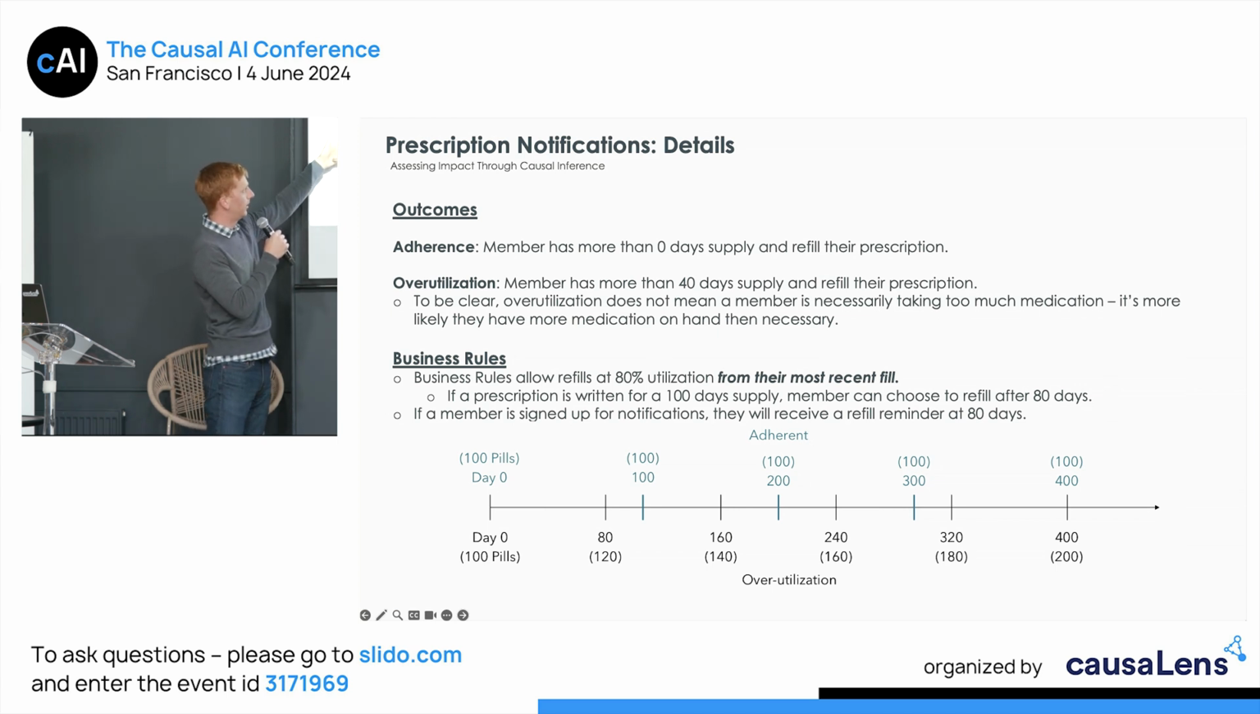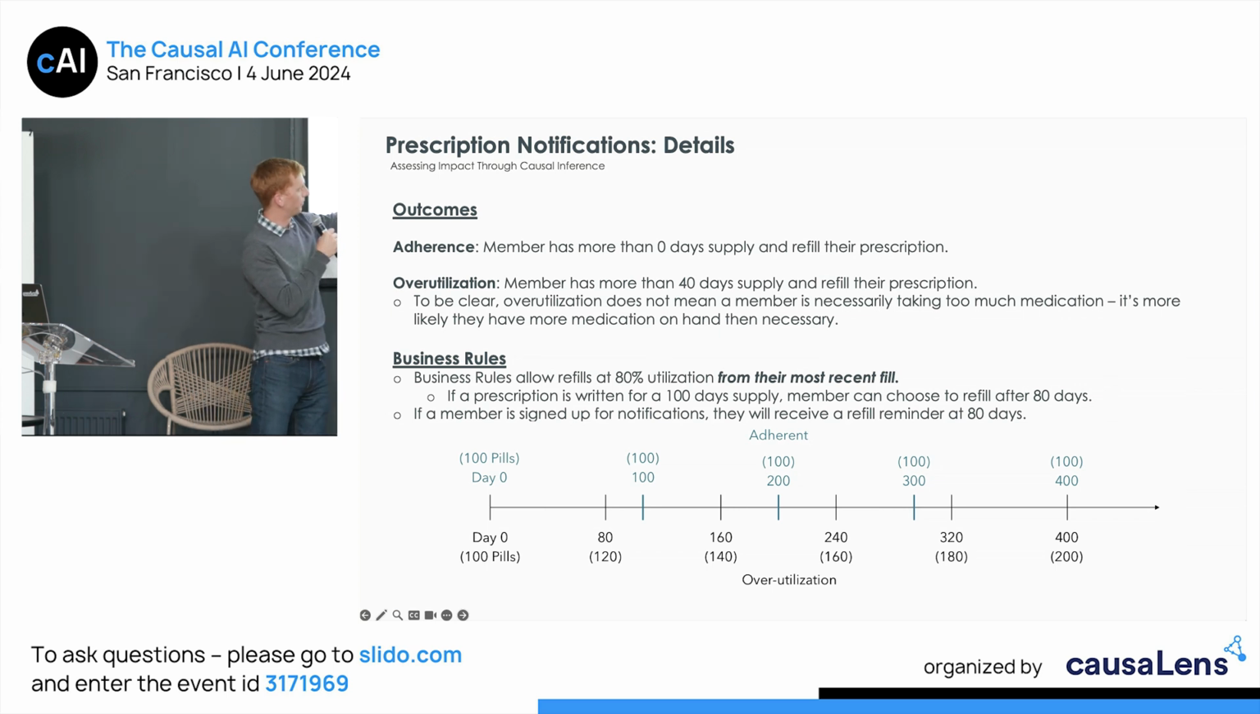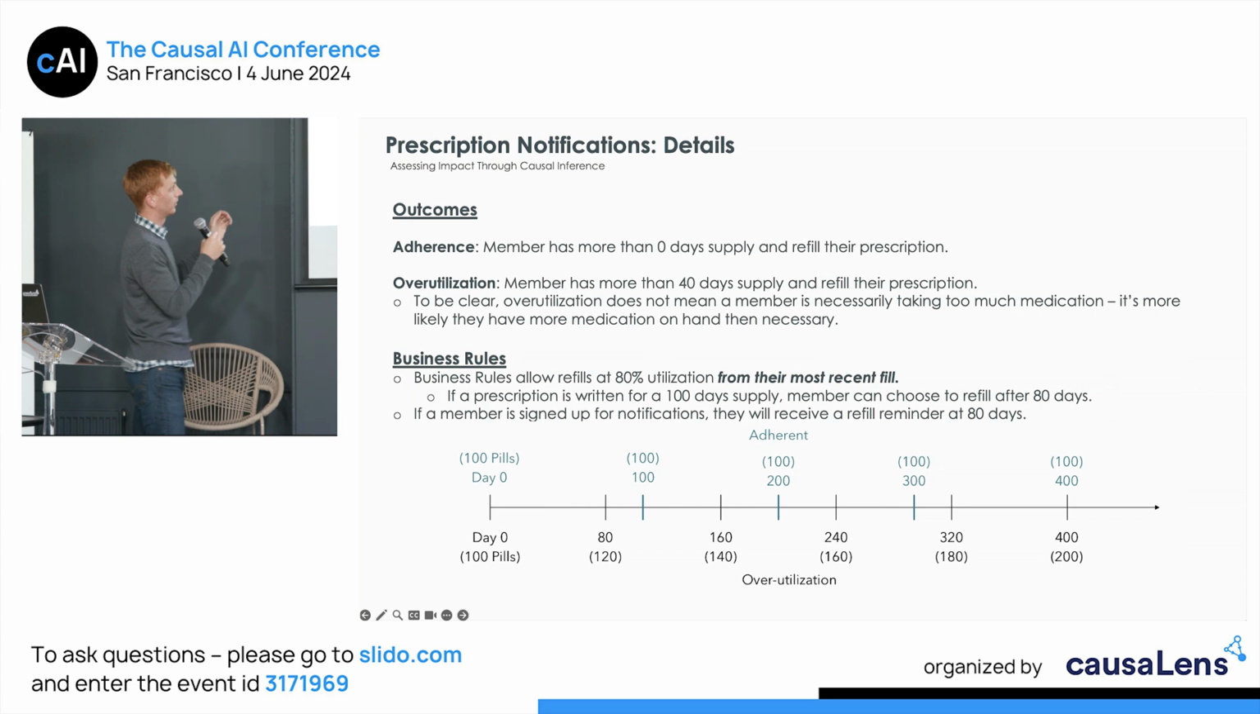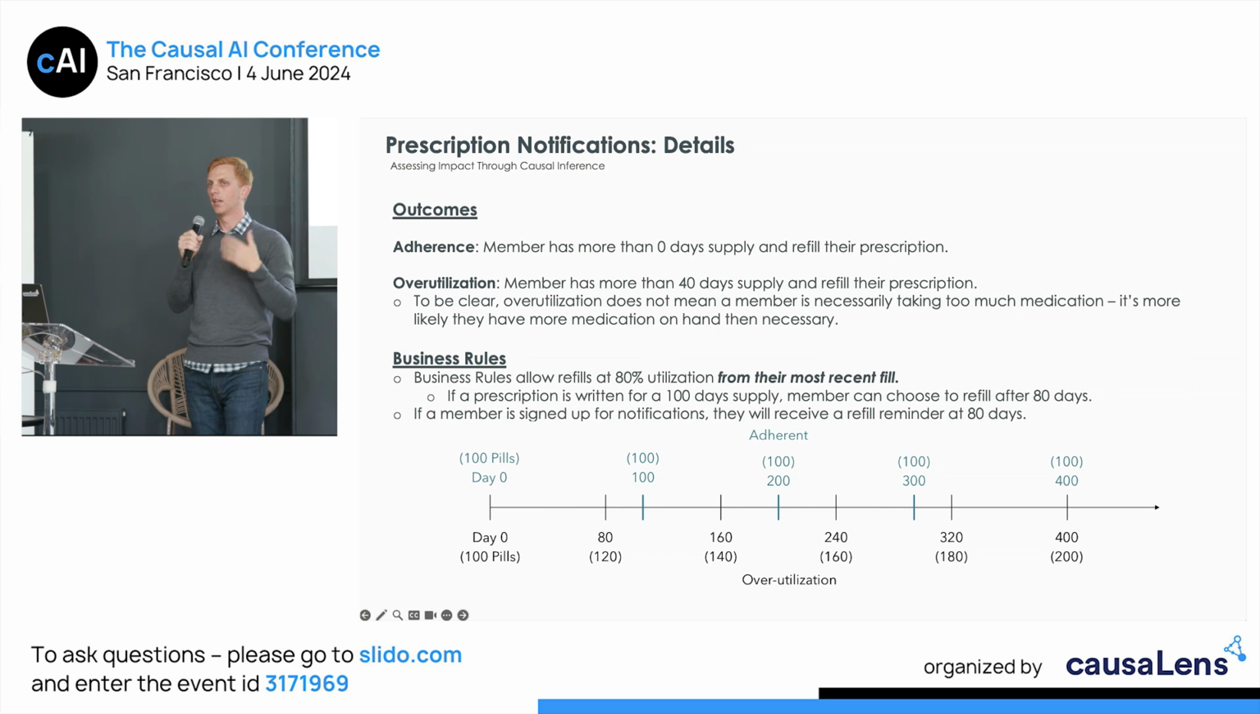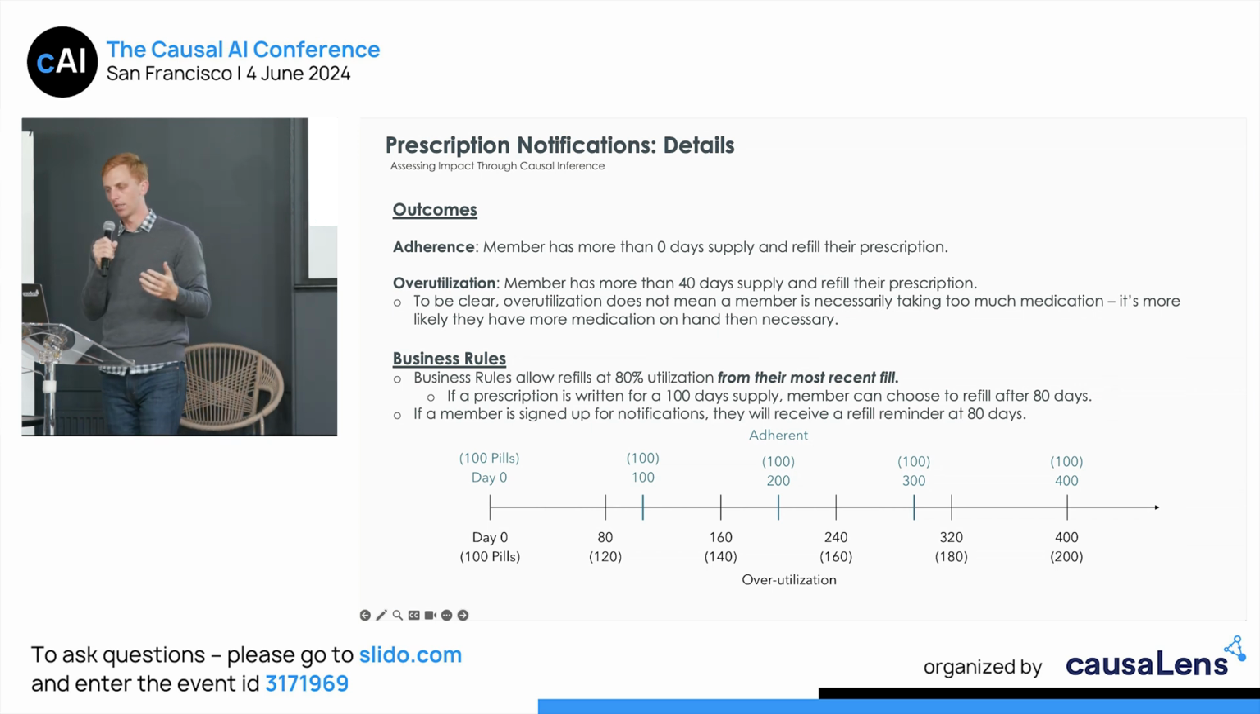And so here you have the day. This is their first fill of that medication, and they'll have a 100-day supply. You can see we're going a long time here. The unparenthesized numbers are the days, and the numbers in parentheses are the day supply they will have at that day. If I'm a perfectly adherent member, on day 100 I refill that prescription and again have a 100-day supply at my disposal.